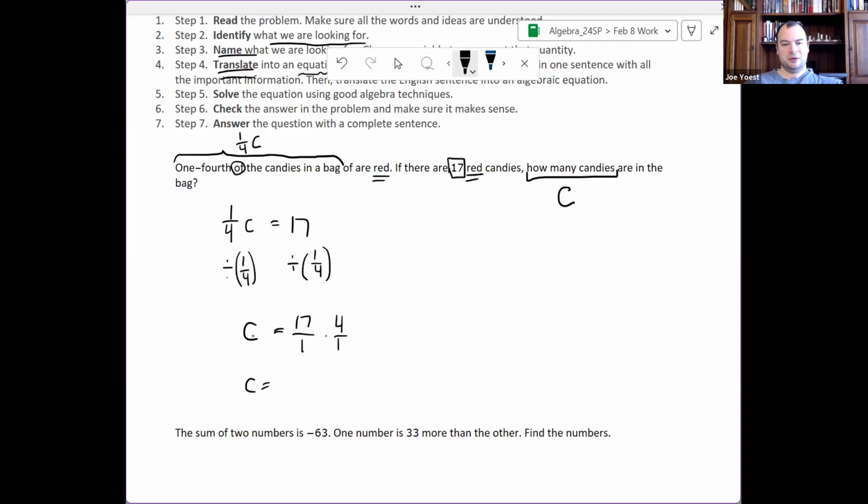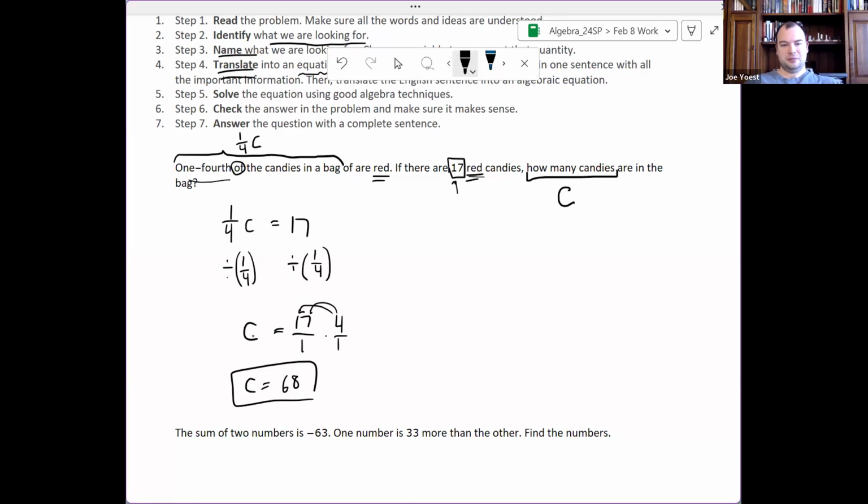And 17 times 4, well, that's 40 plus 28 is 68. Saying that there are 68 candies, that makes a lot more sense. 17/4 candies doesn't make sense with the context, but 68 candies does. If 1/4 of all the candies is red and I have 17 red candies, I should have more than 17 candies to start with, of course. That's good. 68 is bigger than 17. And is 1/4 of 68 17? Yeah, it is.